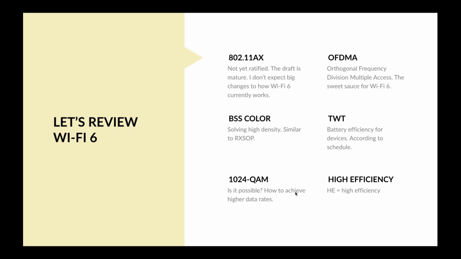And then there's the introduction of 1024 QAM. There's a lot of talk of whether that's possible. Do you have to be directly underneath the AP? This is how you're going to achieve your higher data rates and the higher speeds. And so Wi-Fi 6 is named high efficiency because we're really just making better use of the frequency.